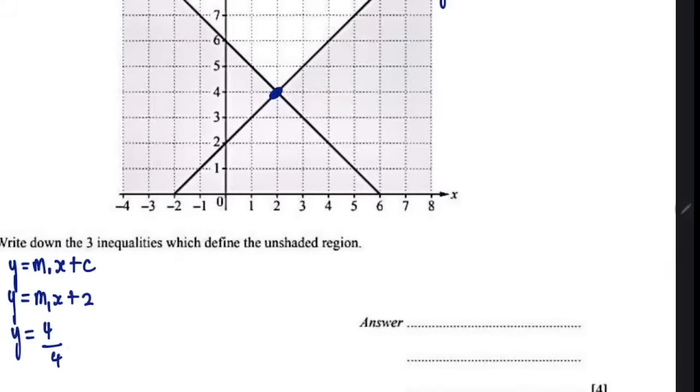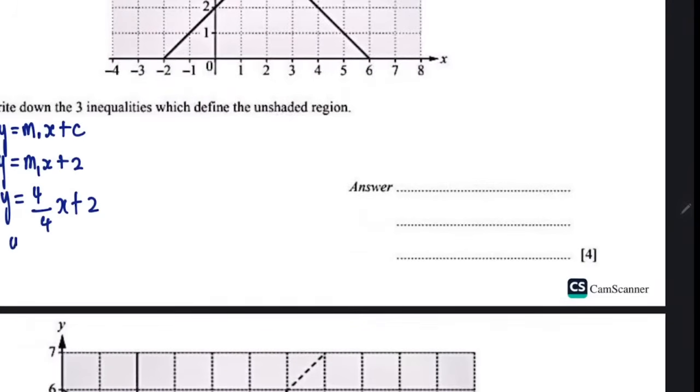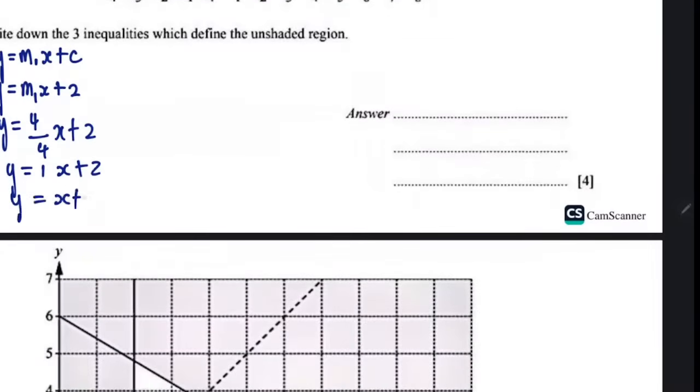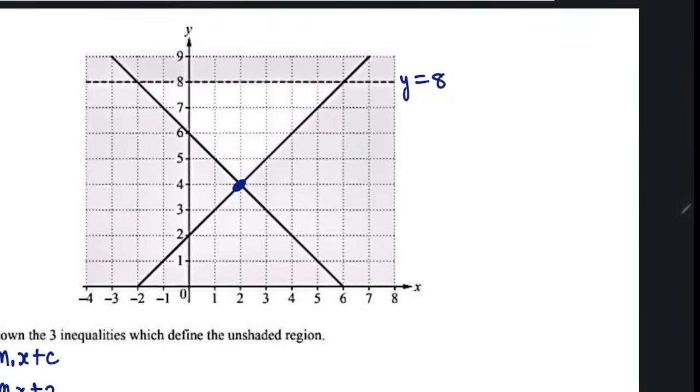So 4 over 4x plus 2, which now will become y. 4 over 4 is just 1. Y is equal to x plus 2, because it would have been 1x plus 2, which becomes y is equal to x plus 2. So you can now label this to say this is y is equal to x plus 2.